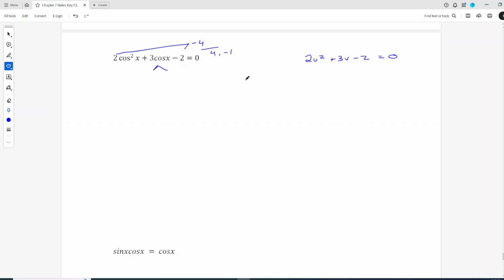I am tired. Which are 4 and negative 1. So we'd write 2 cos squared x plus 4 cos x minus 1 cos x minus 2.